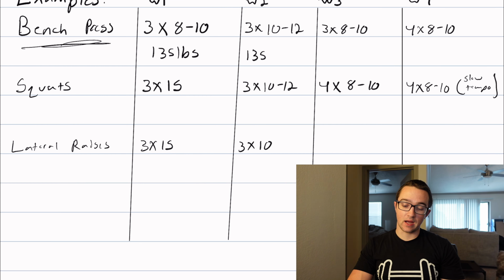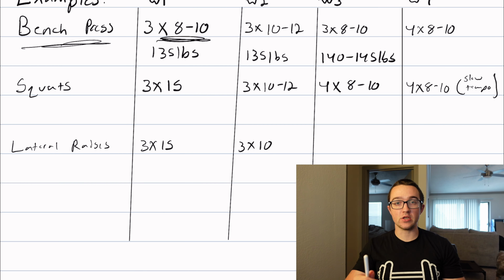But then going further, so you got 135 those first 2 weeks. Then week 3, we have on there 3 by 8 to 10 again, which is, as you can see, the same thing as on week 1. The idea would not be to go backwards to 135. You'd want to go up to something like 140 or 145.